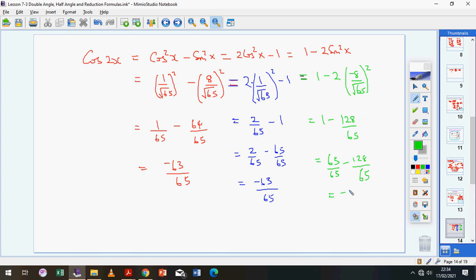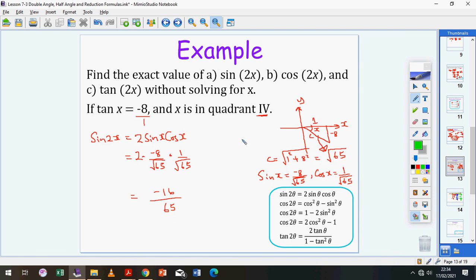This was just to show you that it gives you the same thing no matter which expression for cosine 2x you use. So whichever one you choose, you're going to get the same thing. I forgot to do tangent 2x. But you guys can do that. Just substitute it in the double angle formula for tangent 2x, right? And then you'll get the answer.